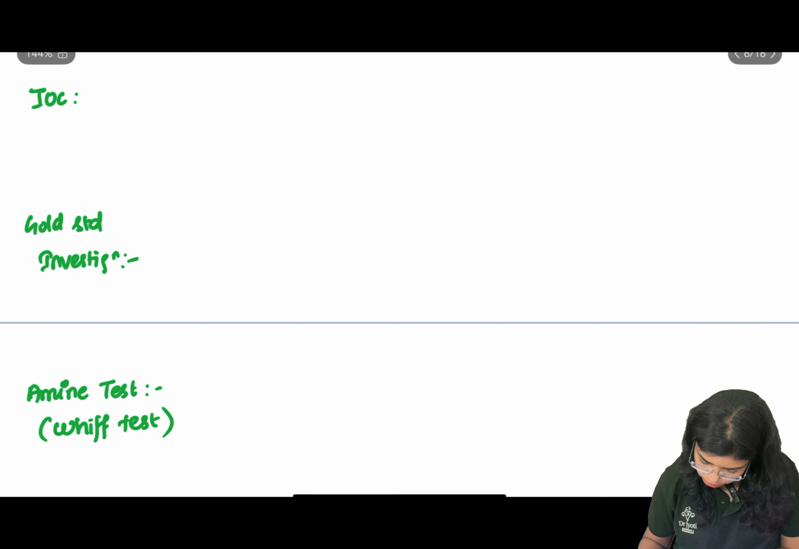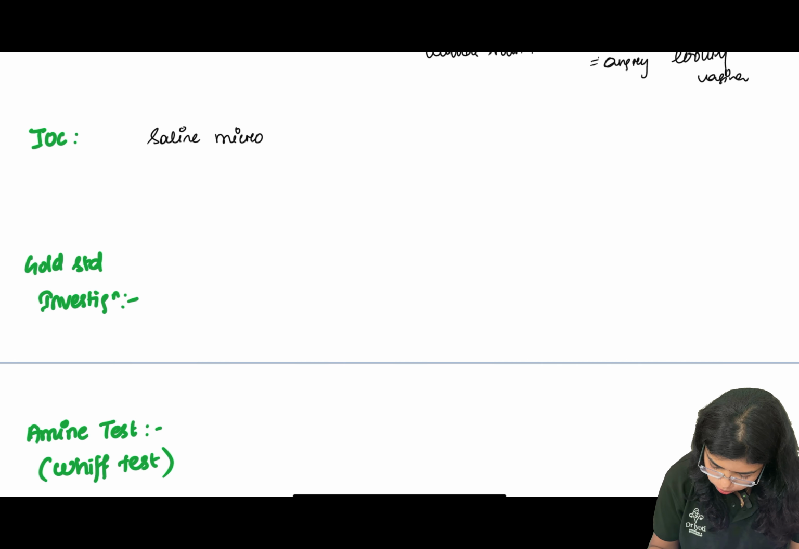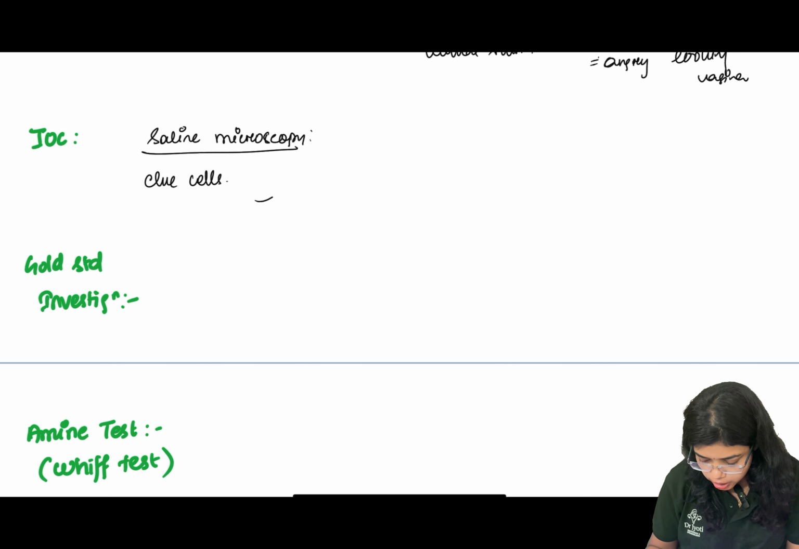Okay, then what is the investigation of choice? We do saline mount or saline microscopy. In saline microscopy, what we see here are very specific clue cells, that is normal epithelial cells to which the bacteria are attached. If this is the normal epithelial cell, when the bacteria are attached to it, that is a clue cell.